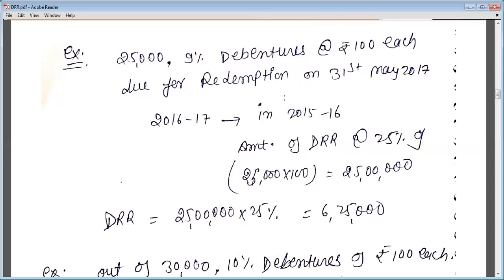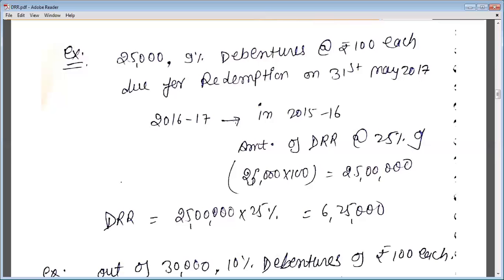Suppose in this question you are going to redeem on 31st May 2017. That means this date will fall under the year 2016-17. 31st May 2017 will fall in the year 2016-17, that means 1st April 2016 to 31st March, sorry, May 2017. Okay, so this date will fall under 2017-18. Sorry for that, kindly rectify it. This redemption will fall under 2017-18.